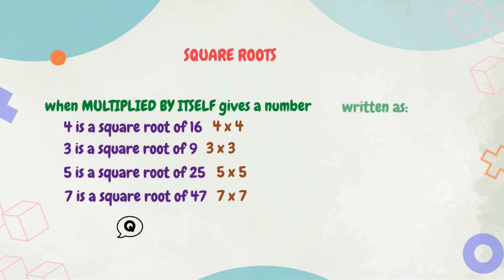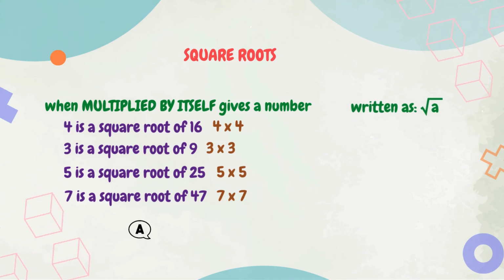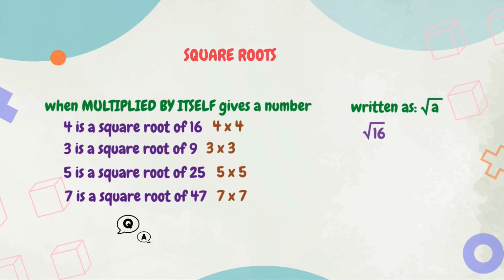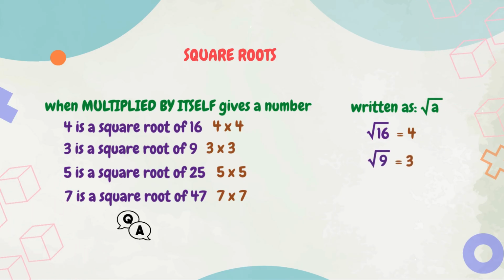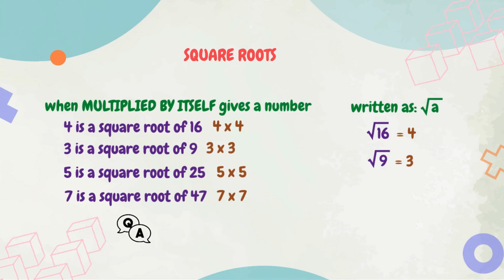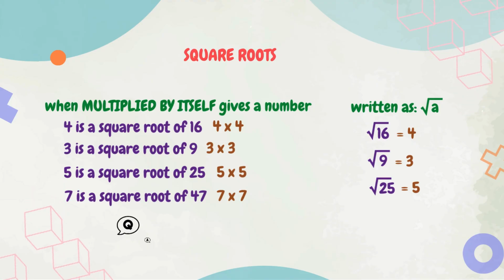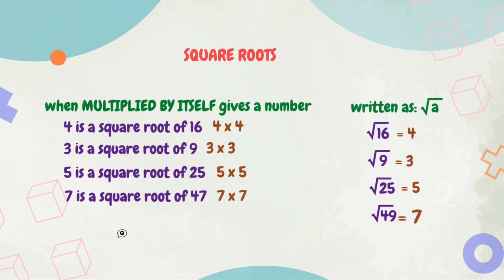Mathematically, square roots are written using the radical sign, which is read as the square root of a. 4 times 4 gives 16, so the square root of 16 is 4. 3 times 3 gives 9, so the square root of 9 is 3. 5 times 5 gives 25, so the square root of 25 is 5. And finally, 7 times 7 gives 49, so the square root of 49 is 7.